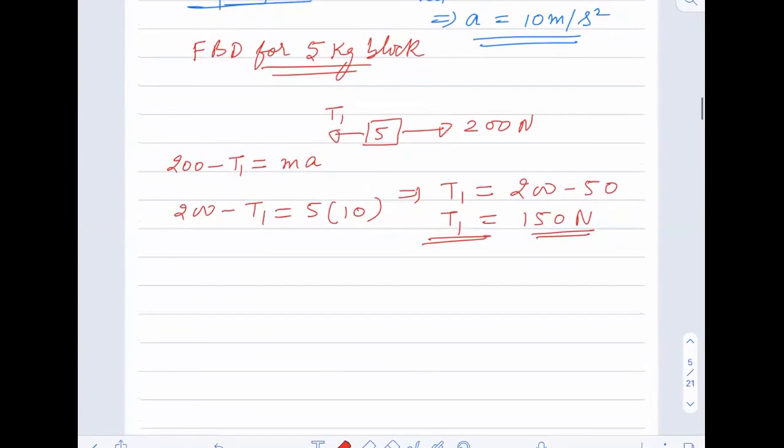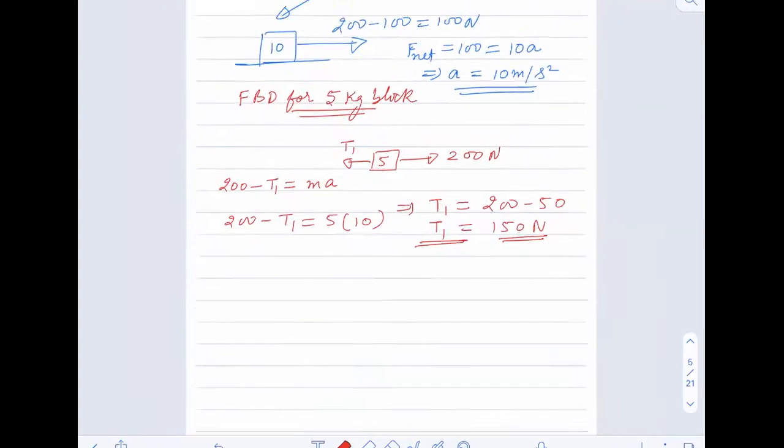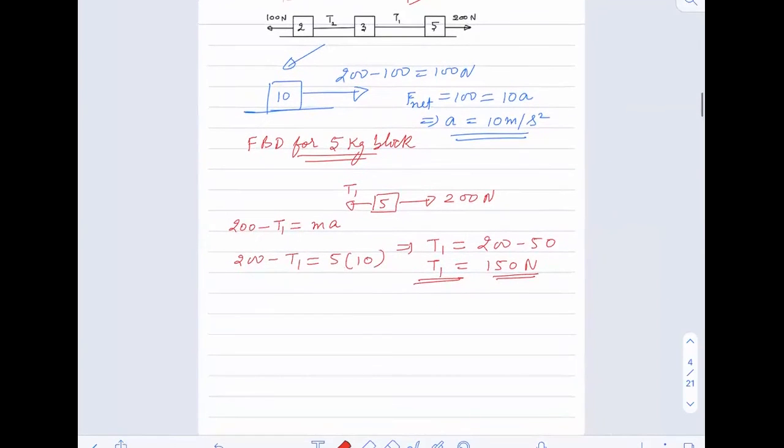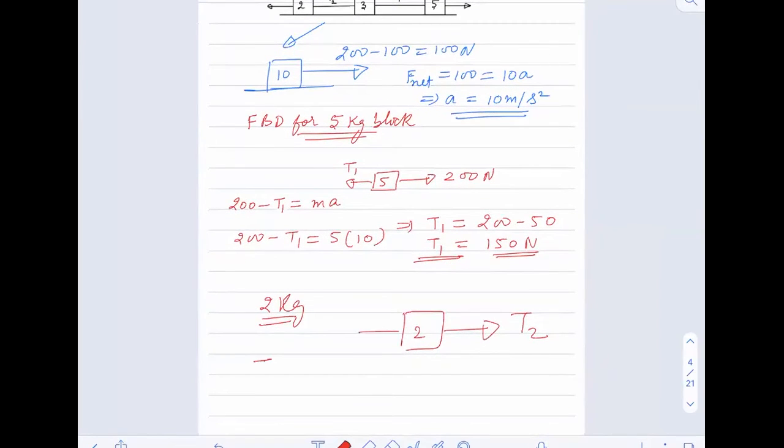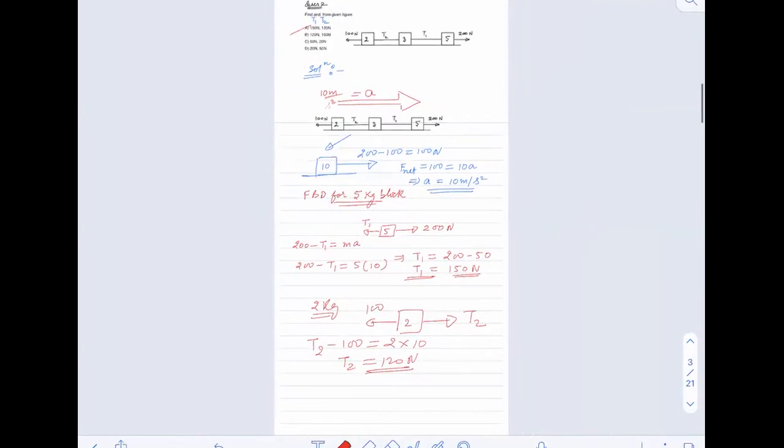See here. For T2, what you have to do is take the 2 kilogram block. For the 2 kg block, in this direction you have only one force, that is T2, and one force here, 100 Newton. So you will write T2 minus 100 is equal to 2 into 10. Then T2 will be 120 Newton. So option A, 150 and 120, is the answer.